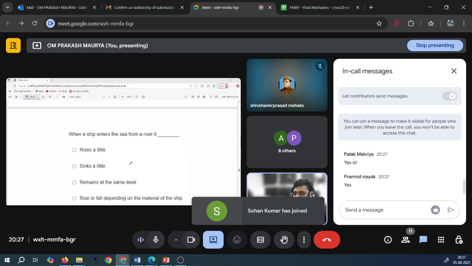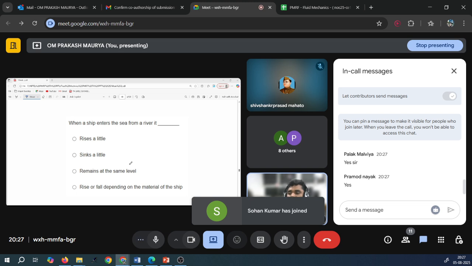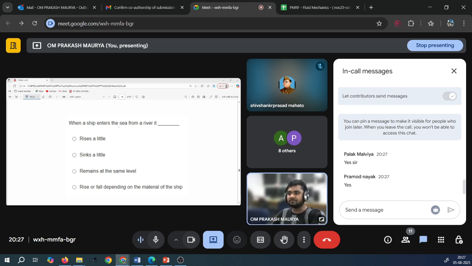Next question is, when a ship enters the sea from a river, it rises a little, sinks a little, remains at the same level, or rises or falls depending on the material of the ship.